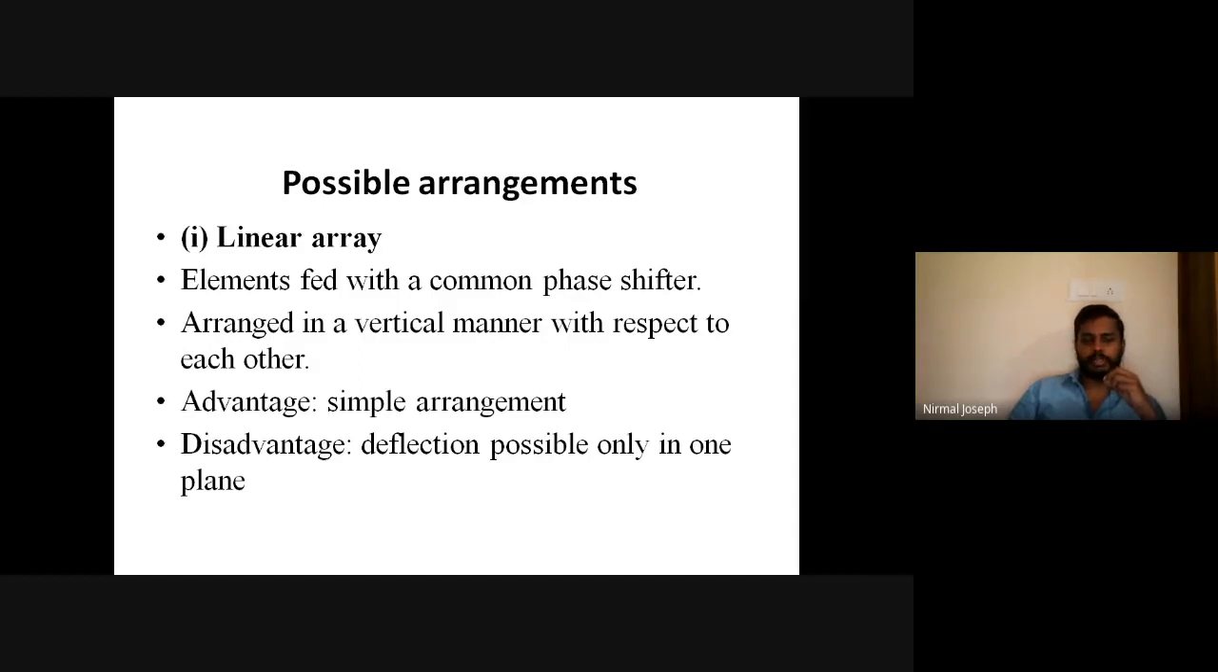So it is nothing but a linear arrangement and a common phase shifter. The phase shifter will be common. That means the relative phase shift between each and every element will be common. The next two adjacent elements will have equal phase shift, arranged in a vertical manner with respect to each other.